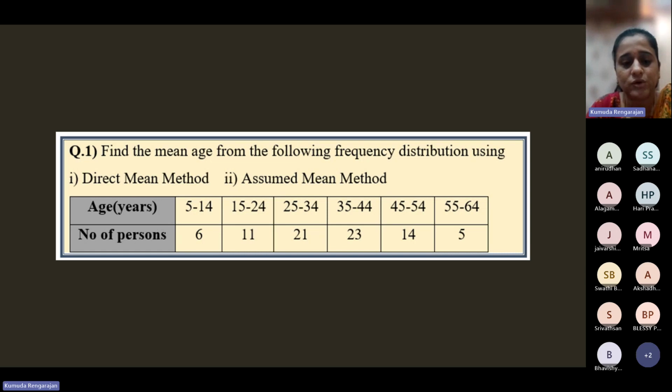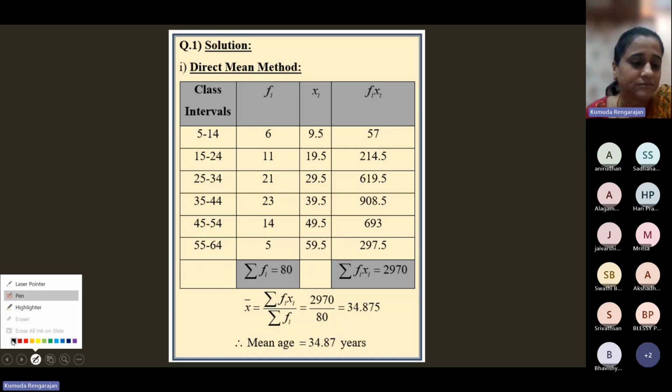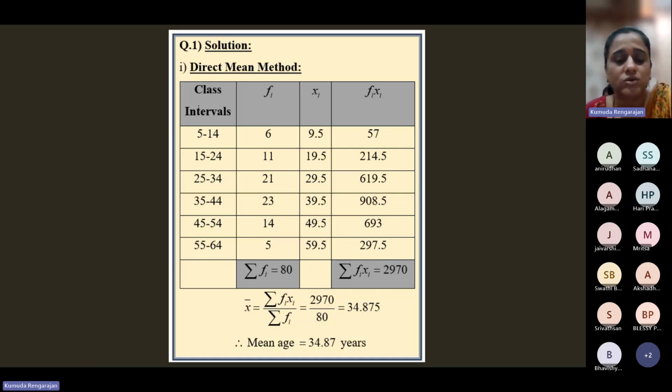So look at the distribution. The class intervals are not continuous. And to find mean, we don't have to make them continuous. You can directly go ahead to find mean. Now, how do we find mean using the direct method? So these columns are given in the question, the class intervals and frequency. Right? These two columns are given in the question. So you just need to write them out.